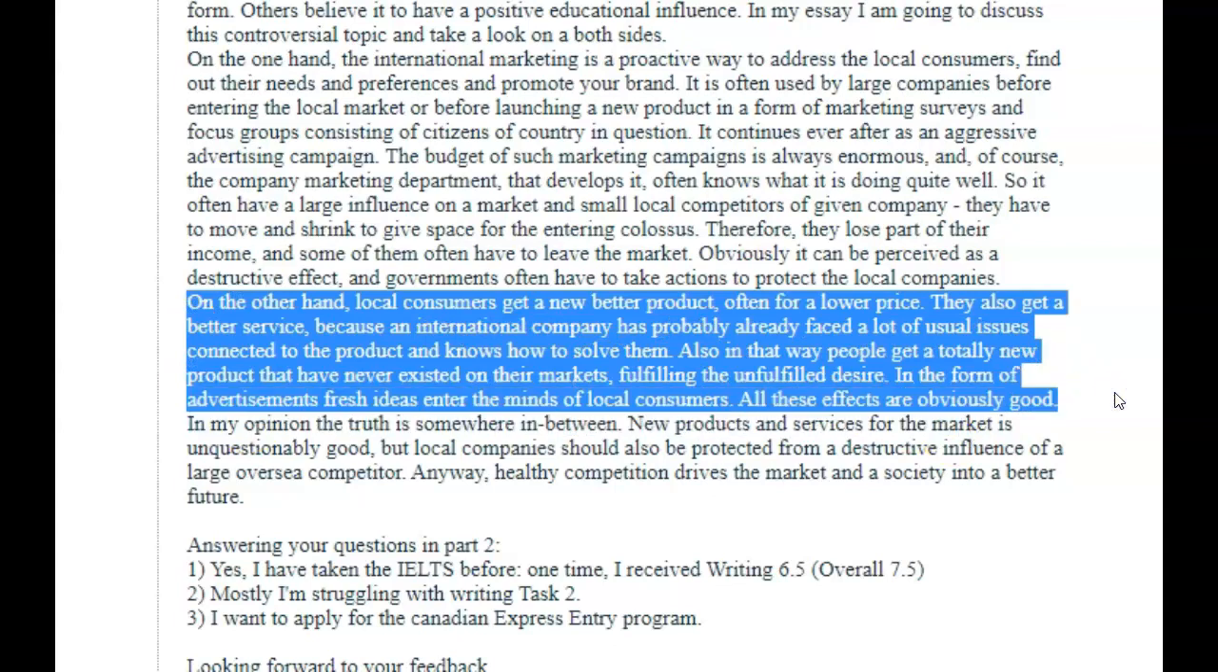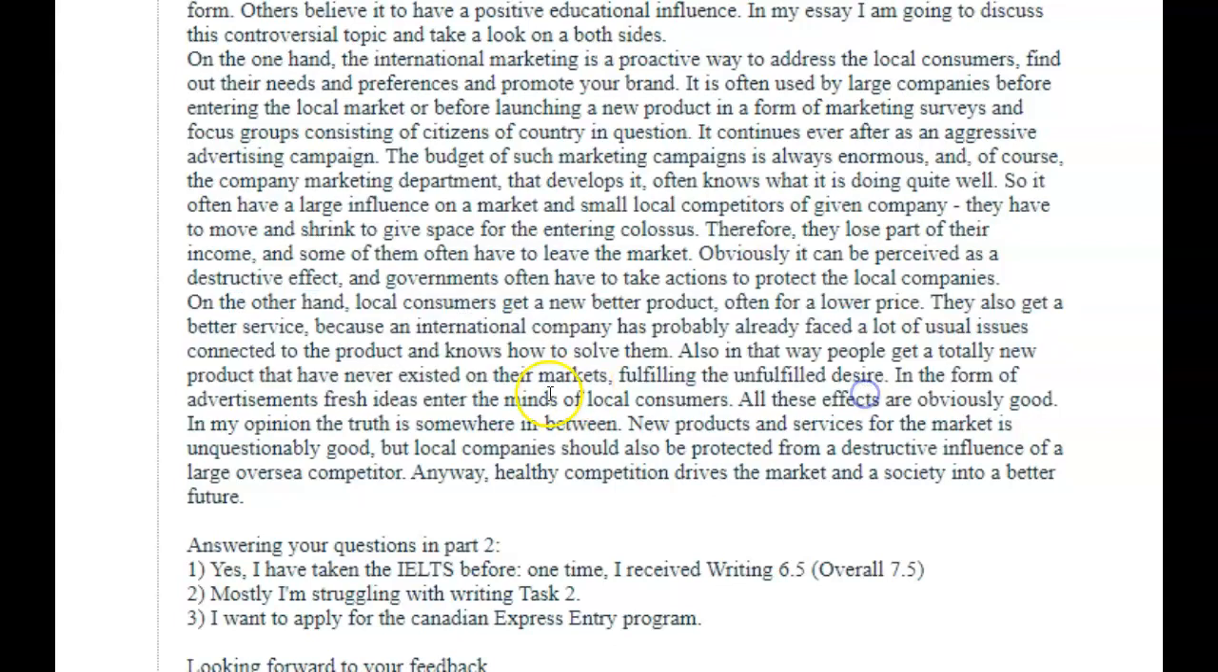There needs to be some better vocabulary. "All these effects are obviously good." I mean, good is not really a high-level vocabulary word. There were lots of other things you could have said. All these effects are obviously beneficial. They're obviously positive. They're obviously a wonderful source of information in language and culture for the host country. I mean, there were tons of things you could have said. Okay.